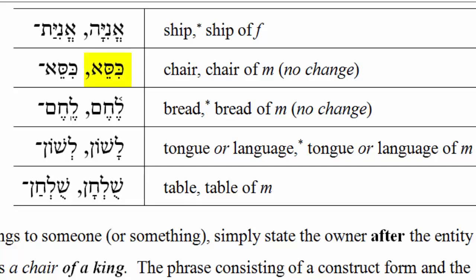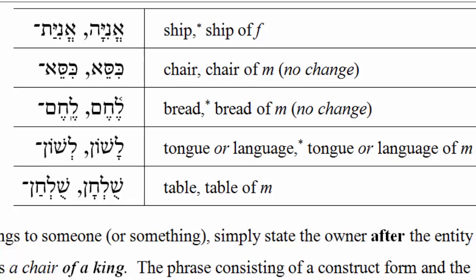The second word is new to you, a piece of furniture, kiseh. In the construct form, there's no change, kiseh. The third word you've met before, lechem. And when in the construct form, no change, lechem. The fourth word is new to you, lashon. In the construct, you'll see that the first vowel reduces from a kametz to a shava, lashon.